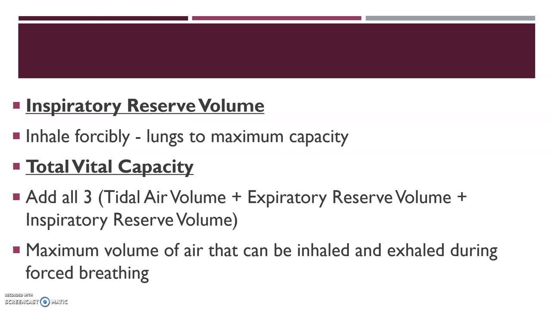Inspiratory reserve volume is hard to measure because we're not going to inhale forcibly and measure it somehow. But it is pretty much inhaling as much as we can to make our lungs go to maximum capacity. This will pull in an additional 2,100 to 3,000 milliliters of air. So the total vital capacity is when you add all three: the tidal air volume, plus the expiratory reserve volume, plus the inspiratory reserve volume. This is the maximum volume of air that can be inhaled and exhaled during forced breathing. This amount is about 3,400 to 4,700 milliliters of air.